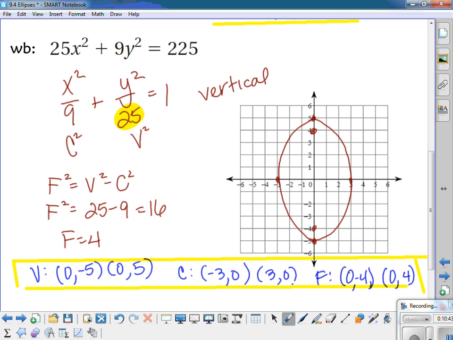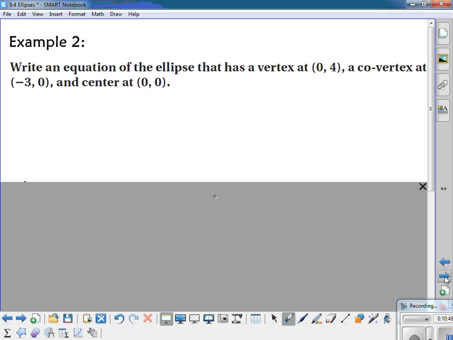All right. So now let's write some equations. We're going to write the equation of an ellipse that has a vertex at 0, 4, a co-vertex at -3, 0, and the center at 0, 0. So today, all the ones we're doing, the center is at 0, 0. We won't worry about moving them until next week. We'll translate them next week. But right now, for today and for tonight, when you do your homework, we're just doing the center at 0, 0.